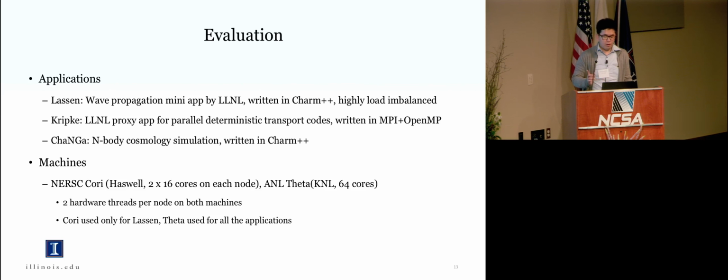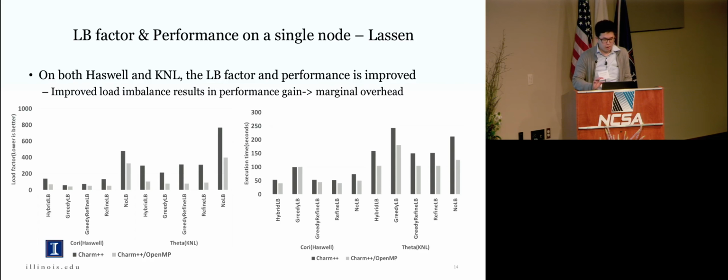So I ran these 3 applications to see the scaling results on Cori and ANL Theta. I used Haswell nodes on Cori, and Theta is a KNL machine. I use 2 hardware threads per core on both machines. And Cori is only used for Lassen, and I use Theta for all the applications I tested. First, I ran Lassen on a single node to see the performance and benefit of this work.